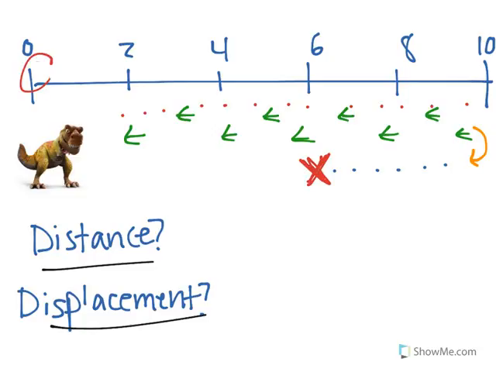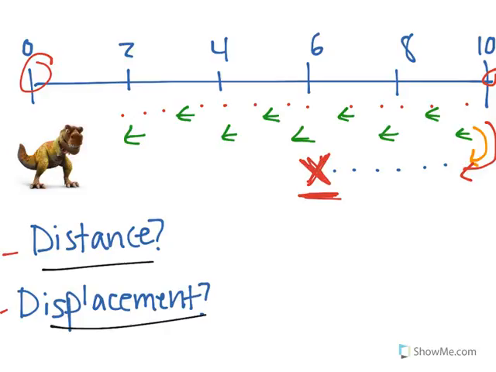He moves from position 0 to position 10. Then he turns around and goes back to position 6. Can you calculate the distance he travels? How about his displacement? Why don't you pause the video and do your calculations?